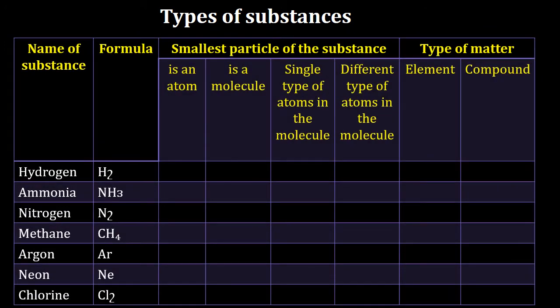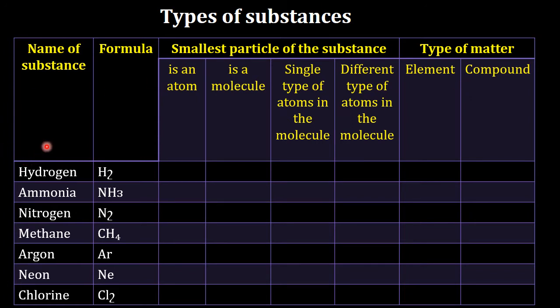Students, here you can see in front of you a table with a few columns: name of substance, chemical formula of the substance. Then we have to identify whether it is an atom or a molecule. Whichever atoms are present in that molecule, are they of a single type or of different types? And lastly, we have to identify which type of substance that is. Is it an element or a compound? That we have to identify.